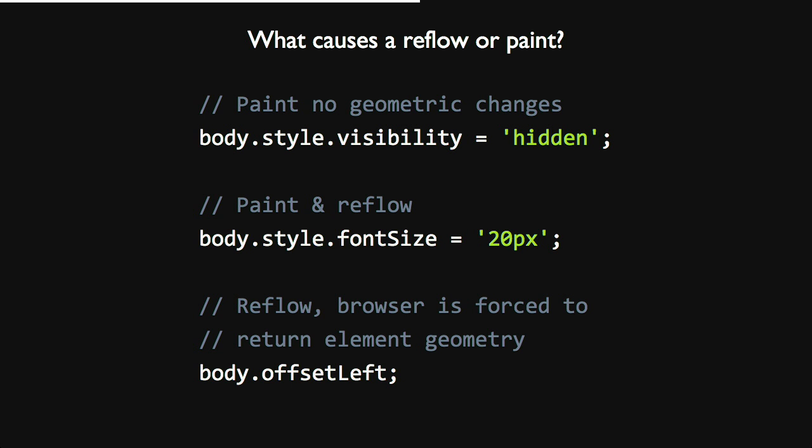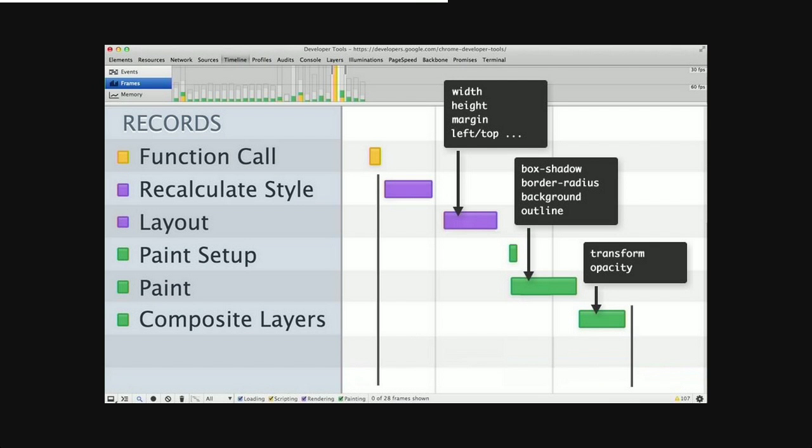So you kind of need to be careful of those properties. And you can see here, this is a screenshot from the Chrome timeline DevTools, and it shows you what happens. You do a change, the function call happens, it recalculates the styles. And then any of the properties like width, height, margin, left and top can cause a layout. Any of the other properties in the green bar, like box shadow and border radius, those things don't do a geometric change. And lastly, you can see the composite layer, which is like transform and opacity. That's handled by the GPU, so that's really fast.